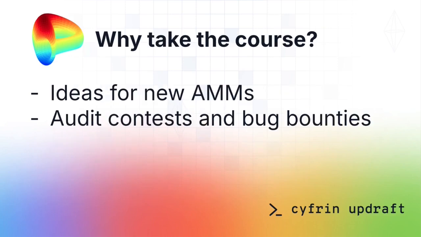Why take the course? It might give you some ideas for how to build a new type of AMMs. Curve V2 automatically concentrates liquidity using an internal price oracle that keeps track of the exponential moving average of the price of the tokens. So these are some ideas in math that you'll learn by taking this course.